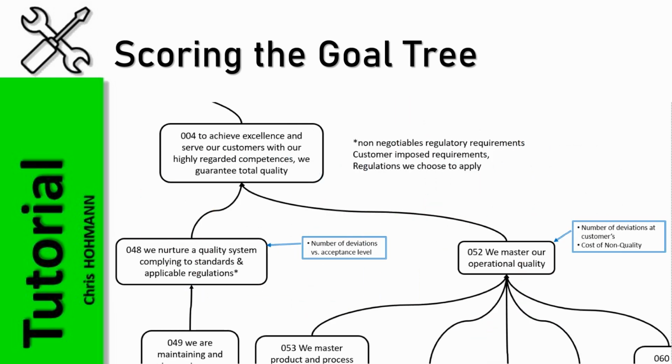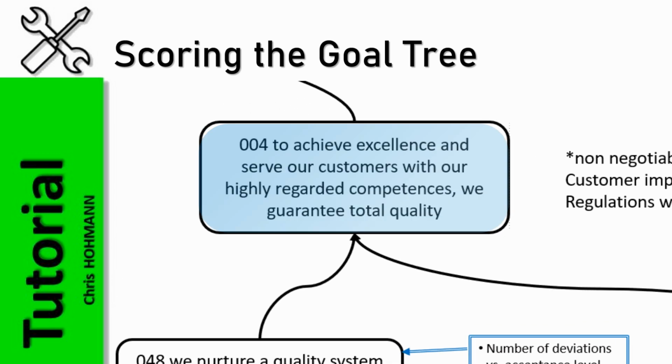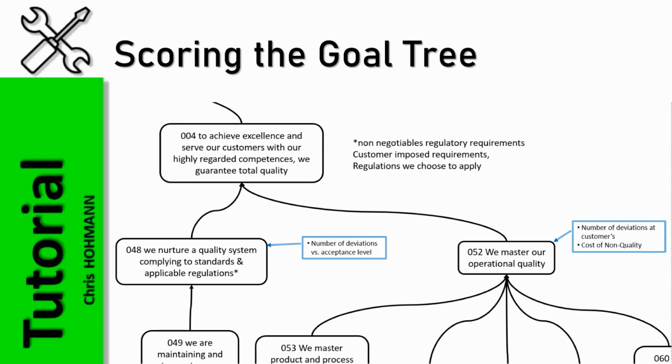In this example, entity number 4 is one of the critical success factors. It reads, in order to achieve excellence and serve our customers with our highly regarded competencies, we guarantee total quality. This seems a bit fluffy because it's unclear what is meant by total quality, yet the 2 underlying prerequisites give the explanation. On the one hand, a quality system ensures compliance to standards and regulations.